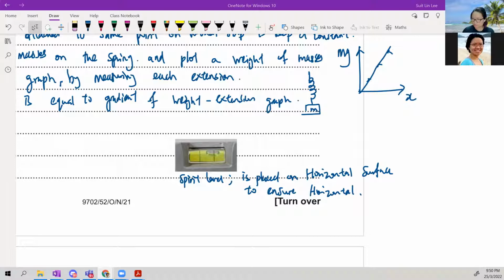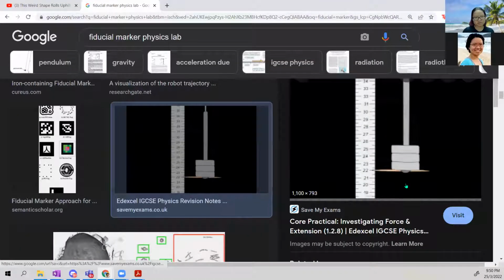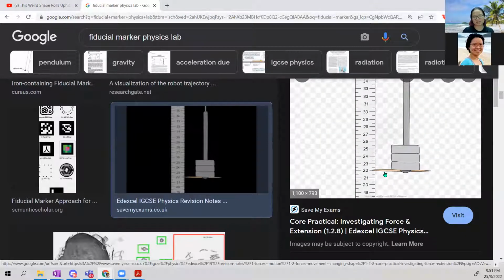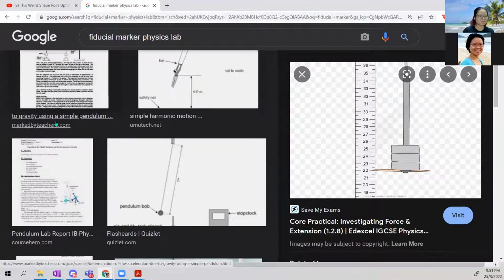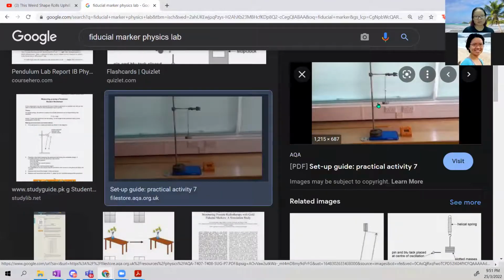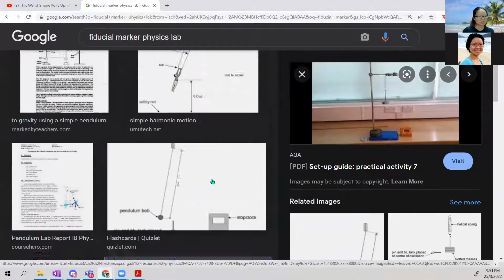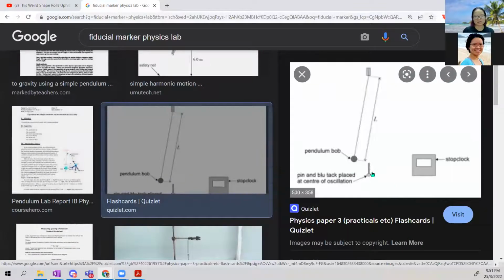Let me see if there are any. Yeah, all the fiducial markers that they use are actually quite meh. For example, in this one, the marker that they use is actually a toothpick that they stick on the ruler. Sometimes your fiducial marker can be a stick, or they will place a nail here. This nail becomes your marker.